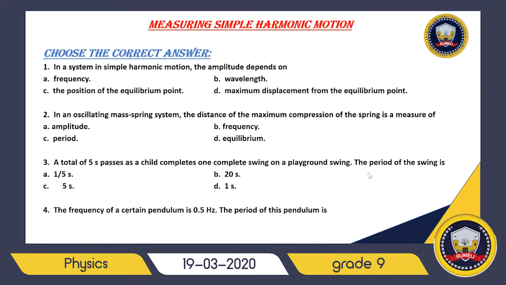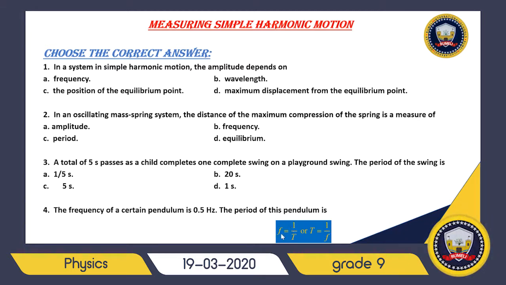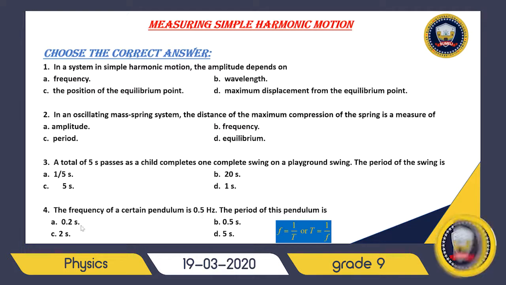Number 4. The frequency of a certain pendulum is 0.5 Hertz. So the period of the pendulum is? How can we calculate the period from the frequency? You remember? F equals 1/T or T equals 1/F. F is the reciprocal of T, inversely related to each other. So to calculate the period, you can simply do 1/F. T equals 1/F, so 1/0.5 equals 2 seconds.